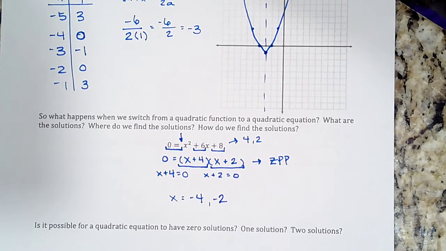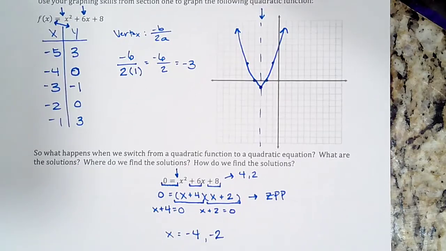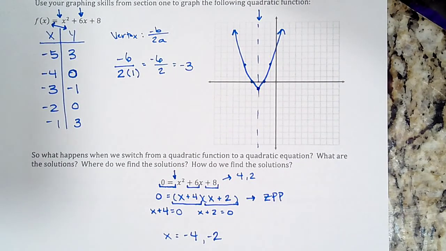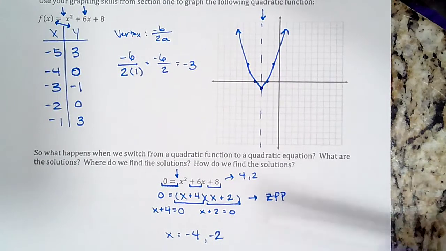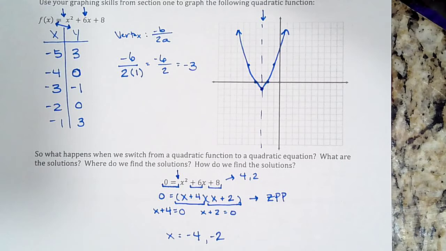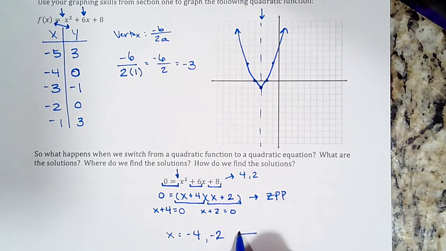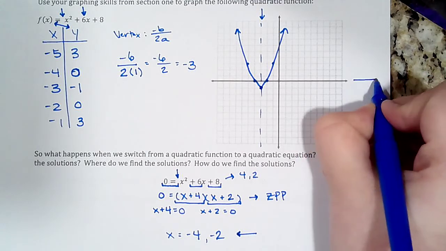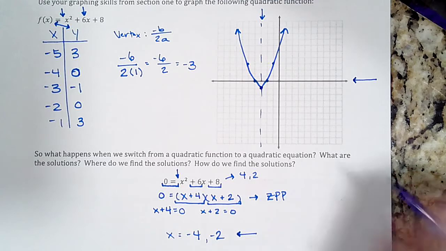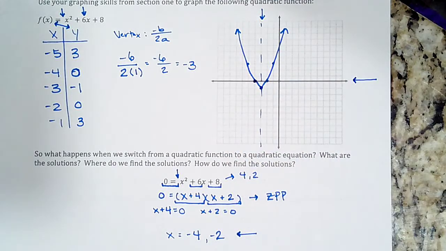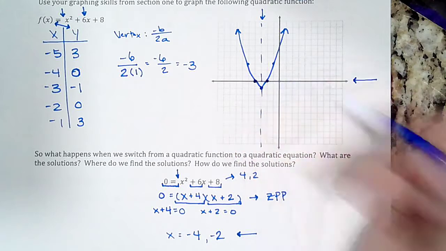Now I want you to look back at the graph that we just created as well as the solutions we just found. What do you notice about the solutions we found and the graph we created? Do you see anything important? Well, if you look at it for a minute, what you should see is that your x's that are your solutions to your equation are also your x-axis intercepts. Notice how I cross the x-axis at -4 and at -2.